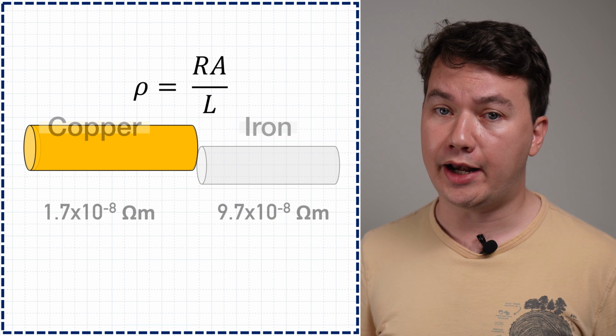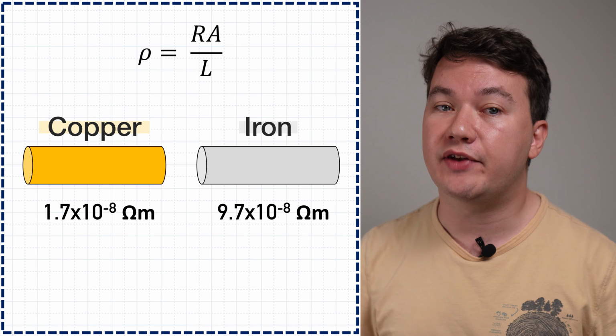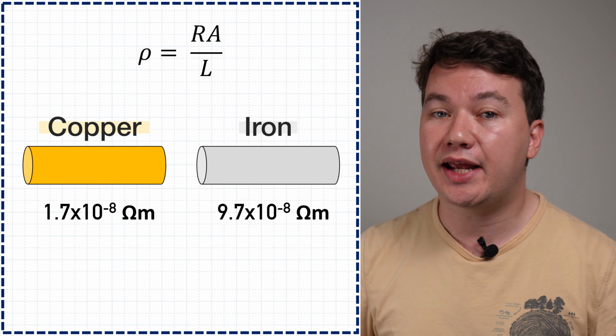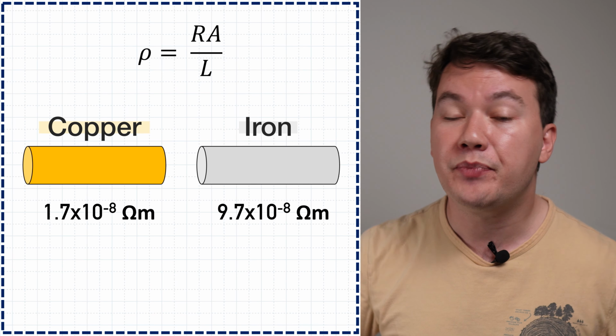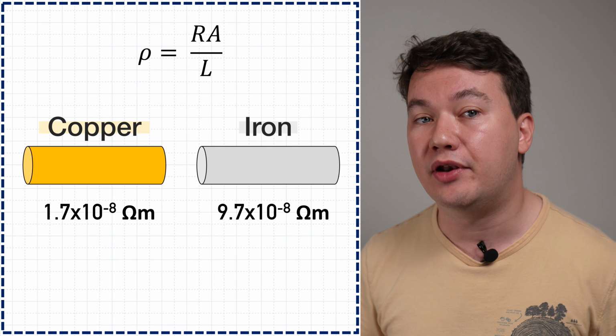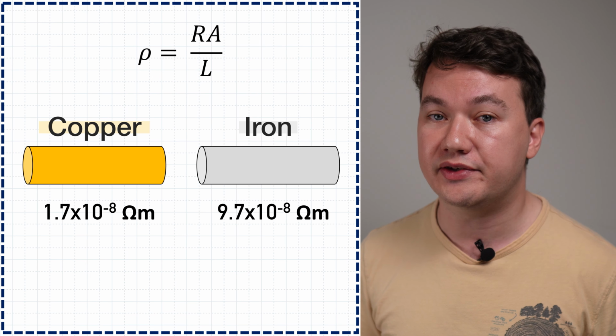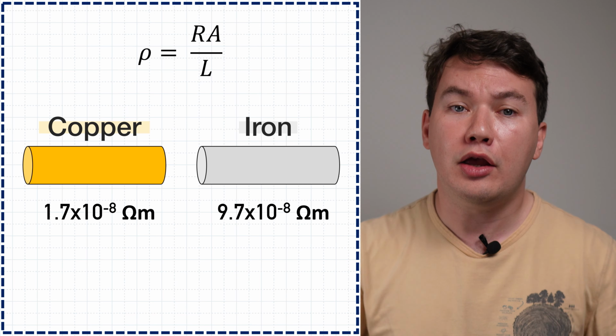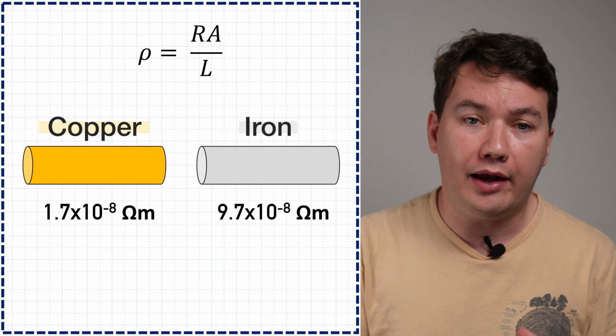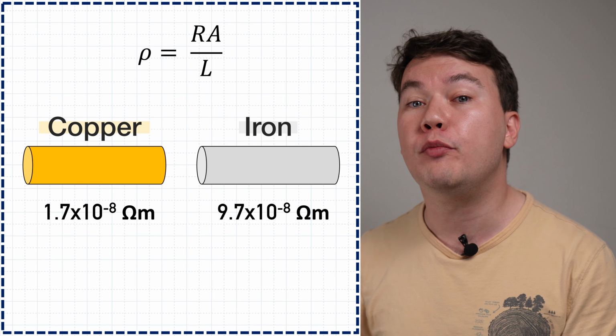Just to compare a few values, copper has a resistivity of 1.7 times 10 to the minus 8 ohm meters, and iron is 9.7 times 10 to the minus 8 ohm meters. Beware here, the unit is the ohm meter, not ohms per meter.